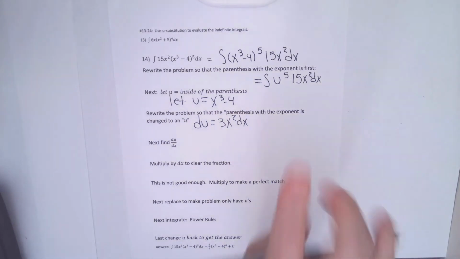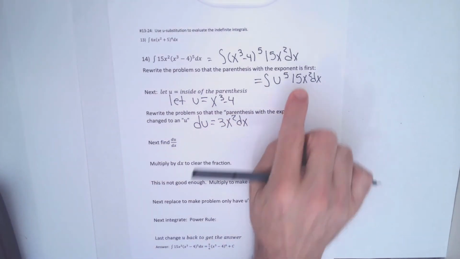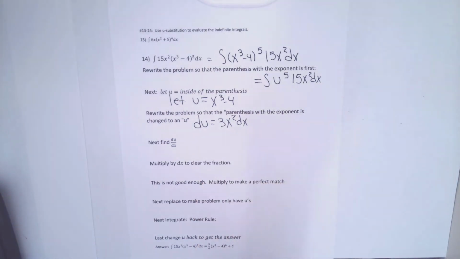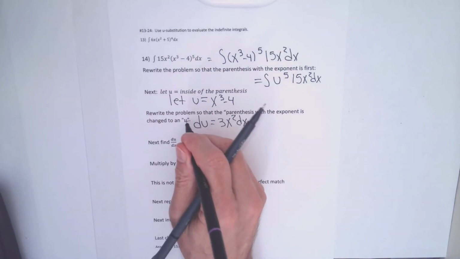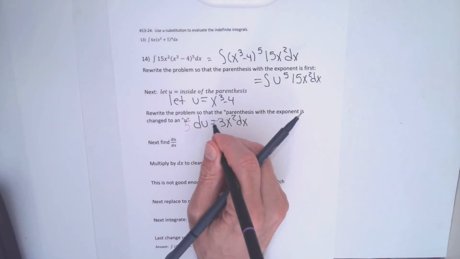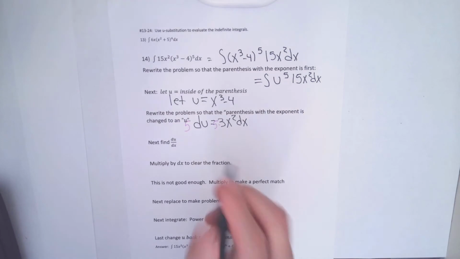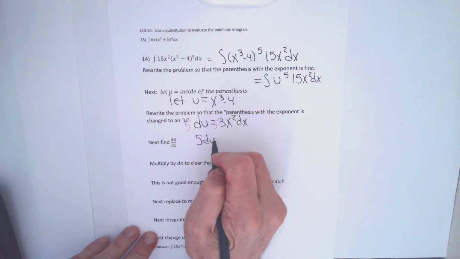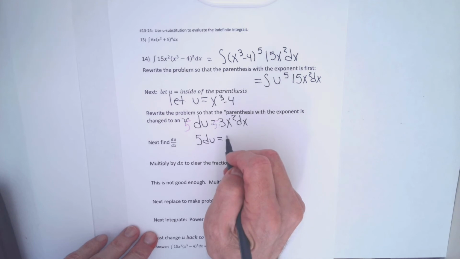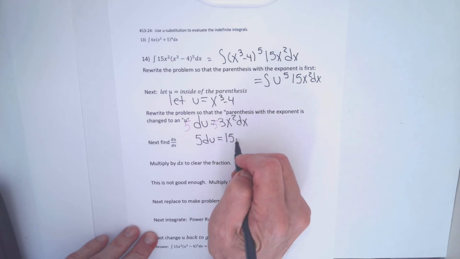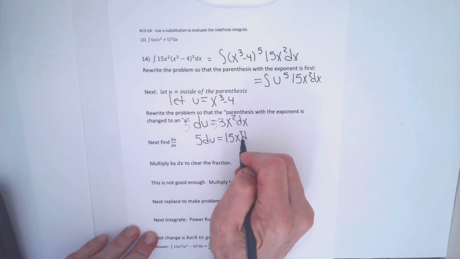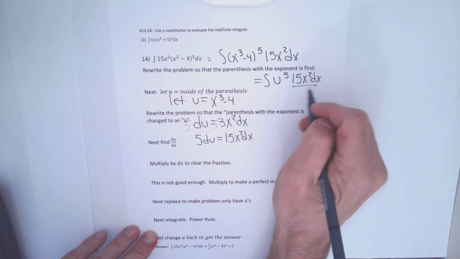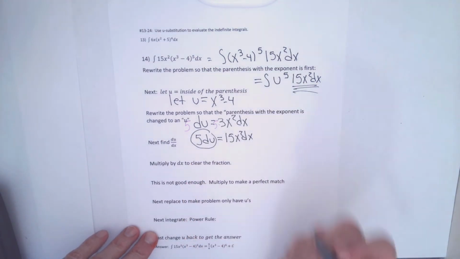Now I try to match. I see 15x squared dx. I have 3x squared dx. Not good enough. How do I make it good enough? I'll multiply both sides by 5. When I multiply 5 du times 5, I just get 5 du. That's not so good. But 5 times 3x squared dx gives me 15x squared dx. Very good. So now this, I'm going to replace with 5 du.